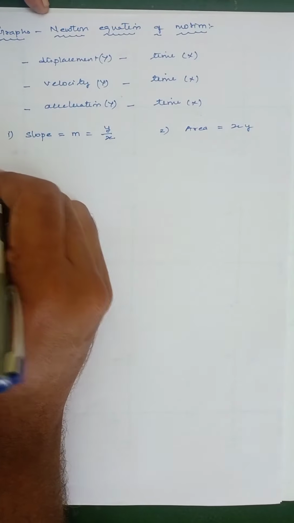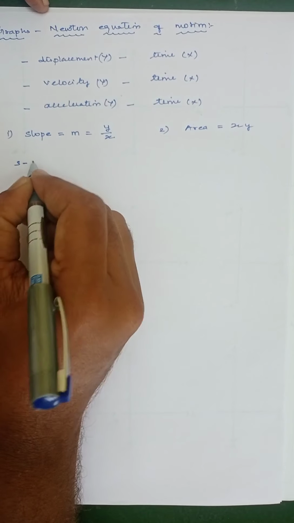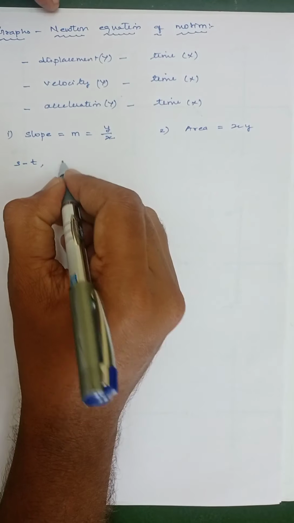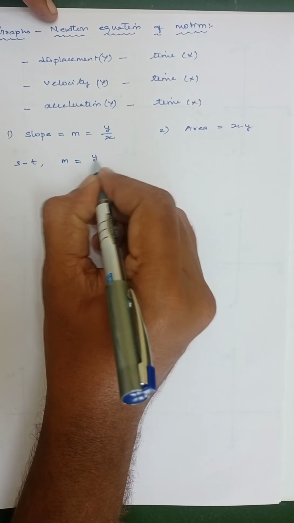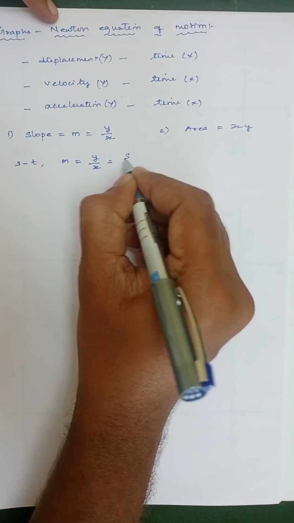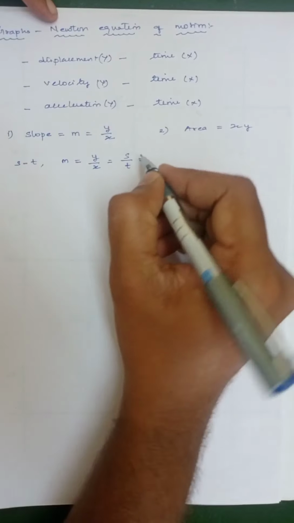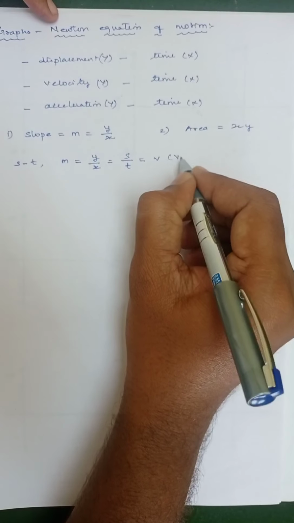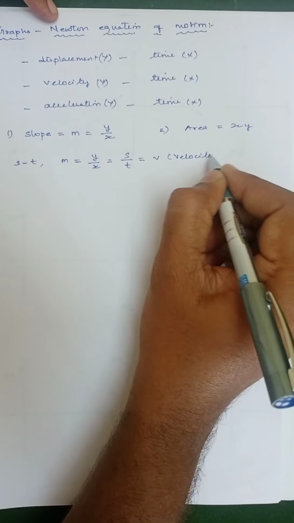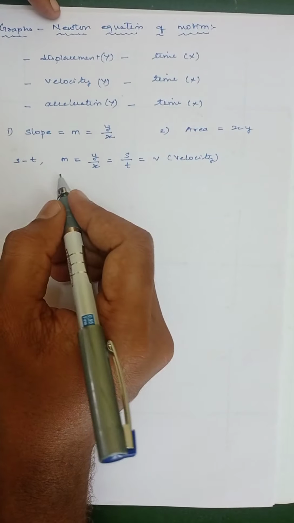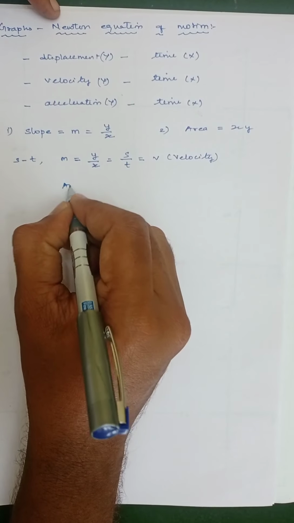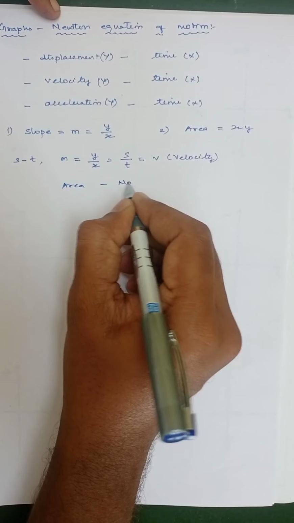So first, in the displacement-time graph, slope is equal to y by x, which is equal to s by t, which is equal to v, which tells velocity, and area is not possible.